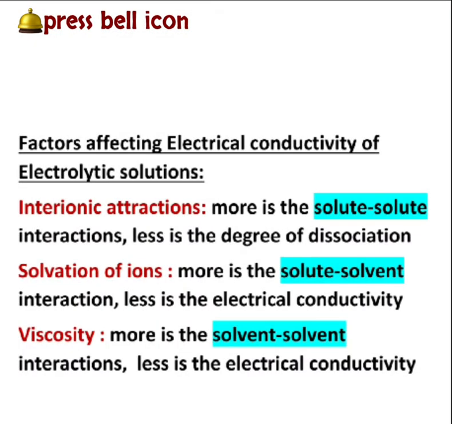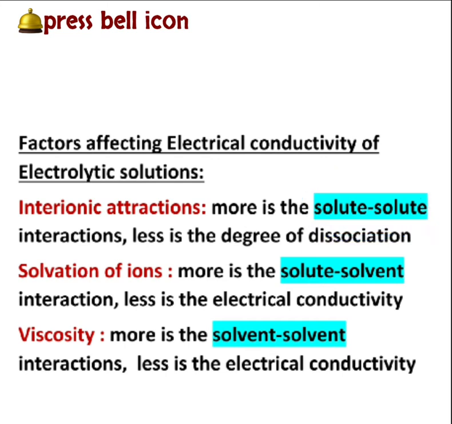The first factor is interionic attractions. If the ions of the solute have stronger interactions between them, what will happen? For example, in weak electrolytes the degree of dissociation is less. Why is the degree of dissociation less? Because they have stronger solute-solute interactions. Yes or no? Because of this, definitely the electrical conductivity will also decrease, right?